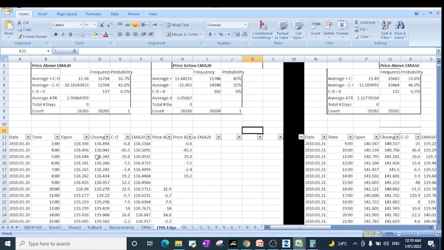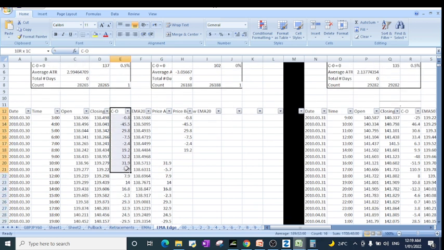And this is my findings. Open, close, and these are the size of the candles. You know how if you buy on the open and close the trade at close, so these are what you're expected to make. Okay, so this is the 20 period moving average.